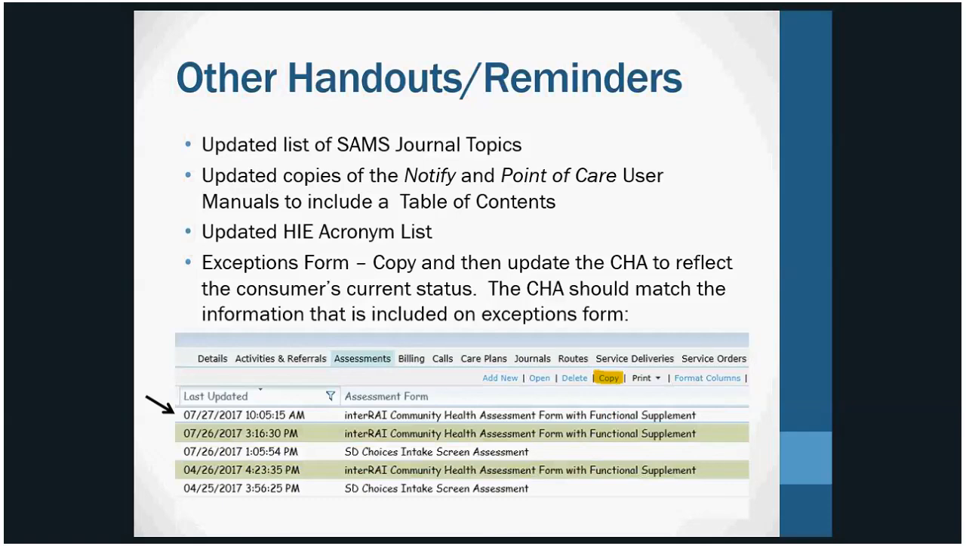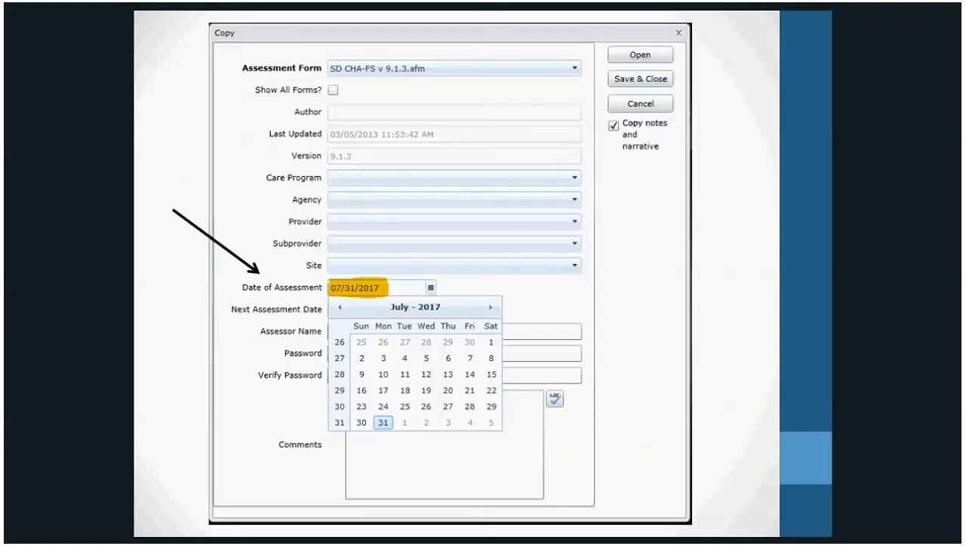You can see in the image that you would click that copy button. And then after that, another pop-up comes up where it will allow you to change the date to the current date. And then once you save it, you can make your changes to the specific CHA sections that need to be updated to reflect the current status of the consumer.